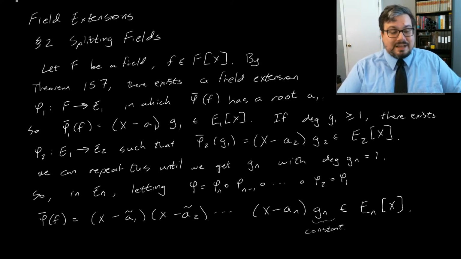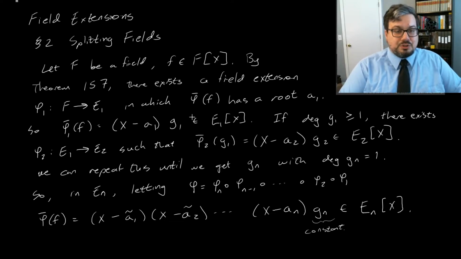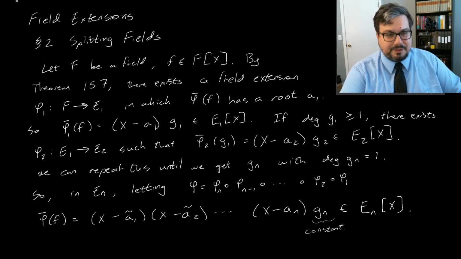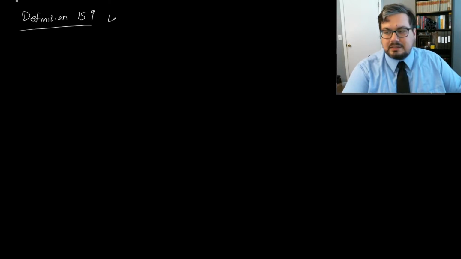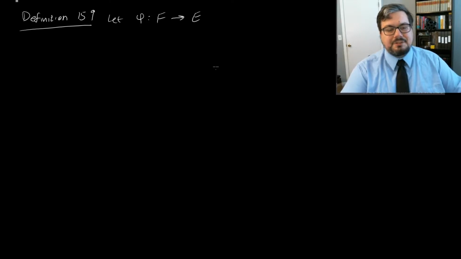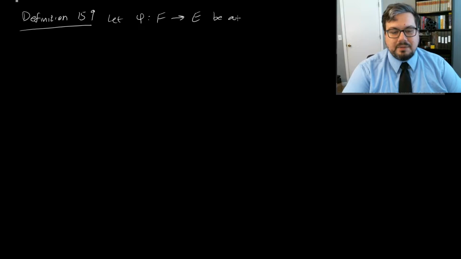And that sort of field is what we want to look at. It's what we are going to call a splitting field. So let's go to a definition, and then we'll prove some things about splitting fields. Definition 159. Let's let phi from F to E be a field extension.